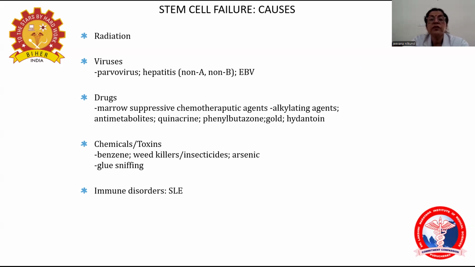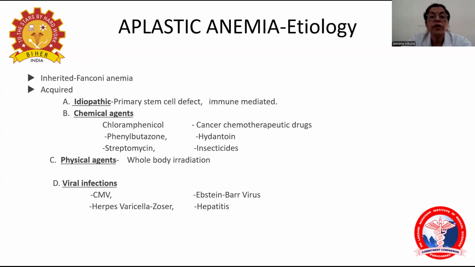Stem cell failure may also be due to immune disorders, of which SLE may be an example. So wherever there is a stem cell failure, the cause may be either radiation, viruses, drugs, chemicals, or immune disorders. After knowing causes for pancytopenia, the same applies to aplastic anemia. What is the etiology for aplastic anemia?